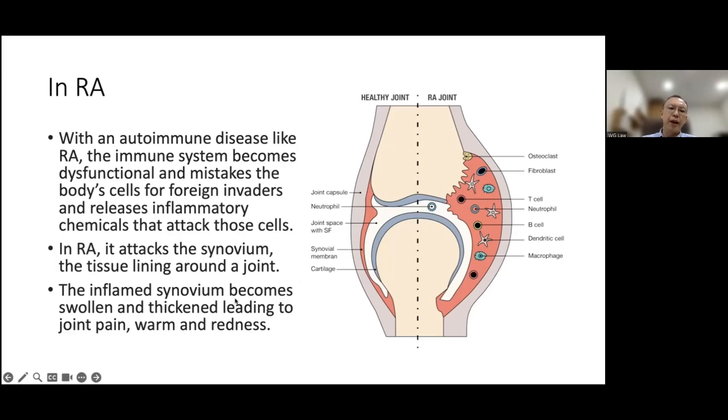But before it reaches there, because of inflammation, your joint becomes swollen and tender to touch. When you press, it's painful, and because of this swelling, it also becomes stiff in the morning.